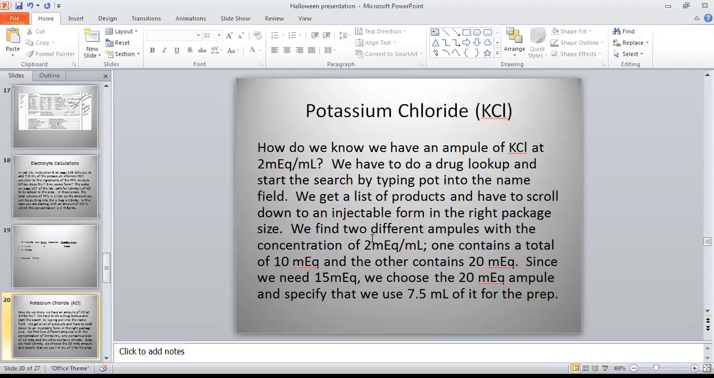So we find two of them. One, if we look at the total contents, contains 10 milliequivalents, and the other contains 20. Since we want 15, we choose the 20 milliequivalent ampule, and that ampule has 20 milliequivalents, but it's in a concentration of 2 milliequivalents per milliliter. So then when we are in our entry screen for the component, we're going to tell it 7.5 as the amount of material that we're going to use.